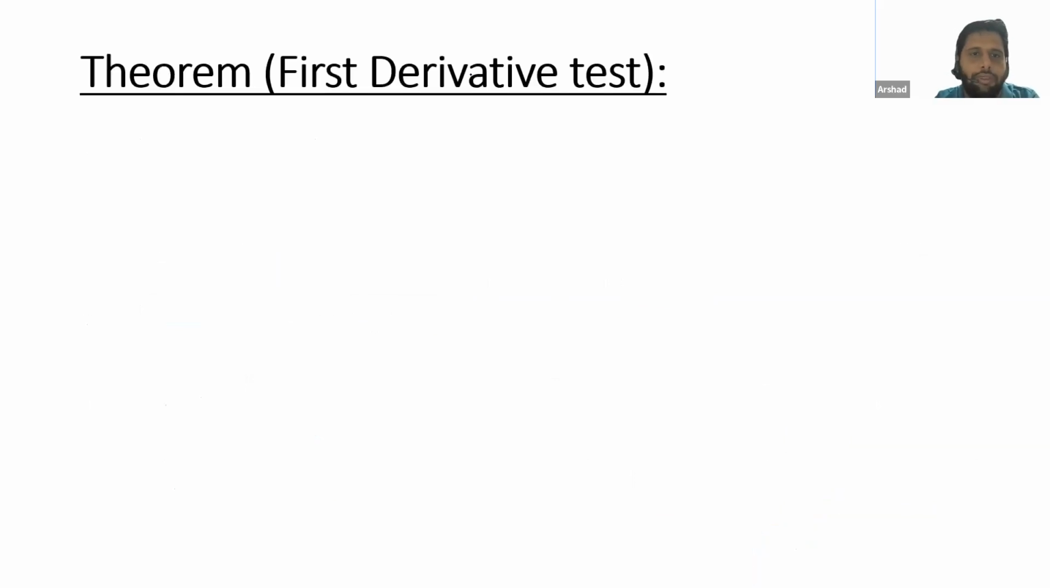Now, next one. We have two tests to check whether a point is a point of local maxima or local minima. We have a first derivative test and a second derivative test. But we will start with the second derivative test because I need to start some word problems today, and we will solve those using the second order derivative test.